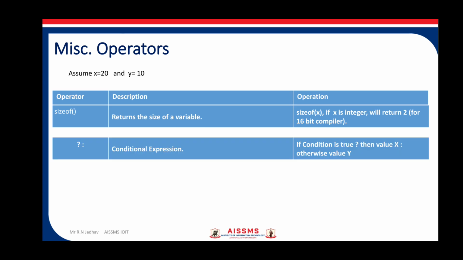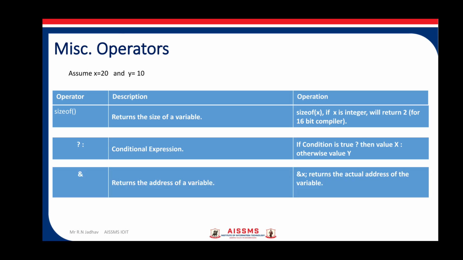Our next operator is the conditional operator. This is also called the ternary operator because it requires 3 operands for its execution. It will check the condition. If it is true, then it will perform one operation. If it is false, then it will perform the other operation.